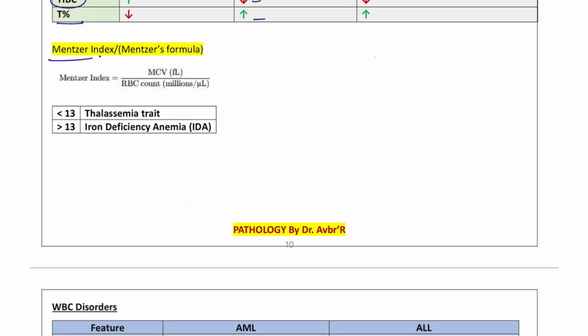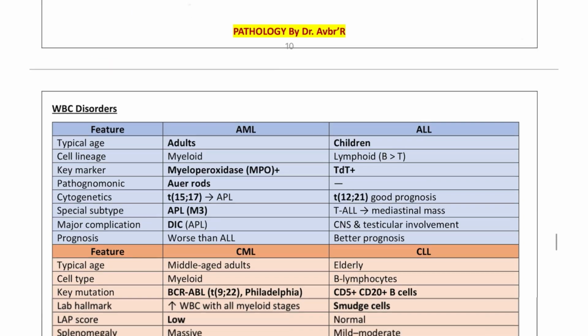The Mentzer index is important to differentiate between thalassemia and iron deficiency anemia. If it is less than 13, thalassemia. Iron deficiency anemia is more than 13.